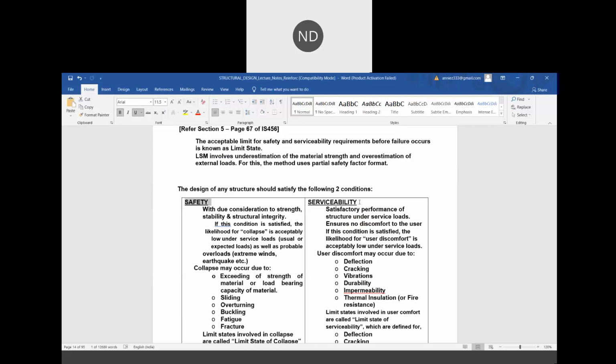Satisfactory performance of a structure under service loads ensures no discomfort to the user. If this condition is satisfied, then the likelihood of user discomfort is acceptably low under service loads. User discomfort may occur due to deflection, cracking in structures and walls, sometimes too much vibration, durability and impermeability issues.